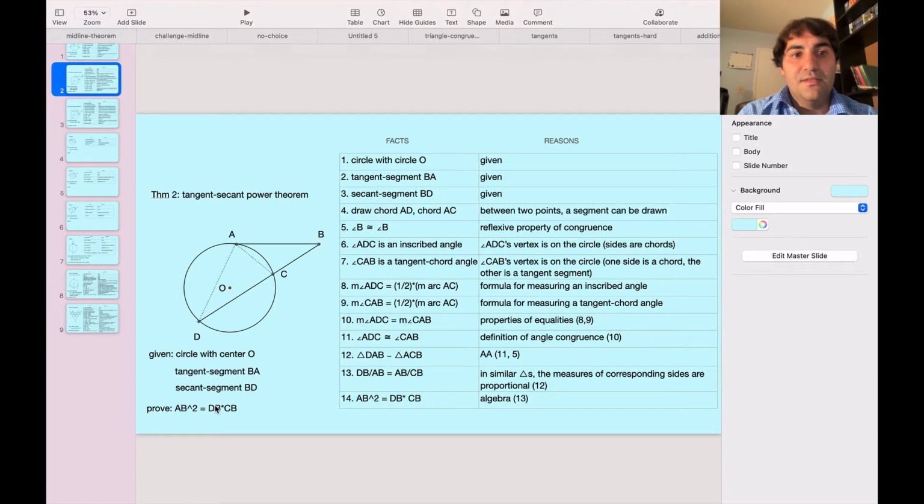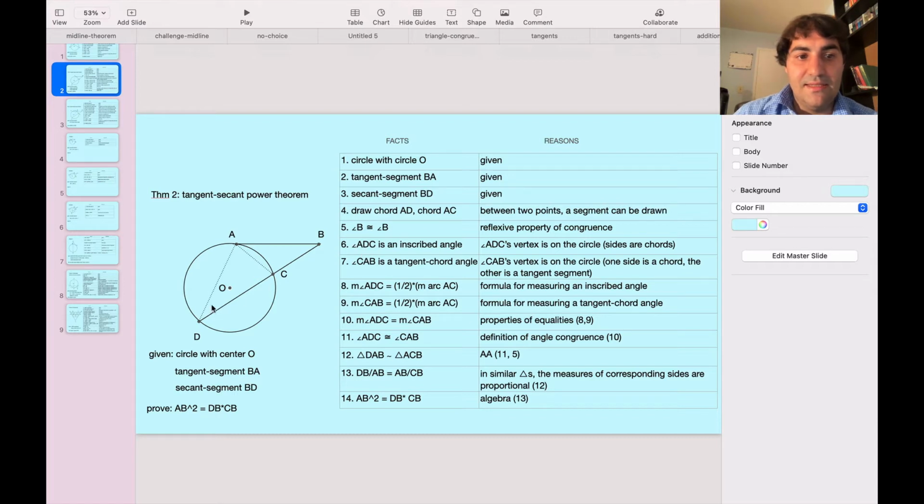Theorem 2 is called the tangent secant power theorem. Given a circle with center O, tangent segment BA, and secant segment BD, prove that AB squared equals DB times CB. Remember, these are lengths. So write down what we know. I'm going to draw chord AD and chord AC because between two points a segment can be drawn and a chord is a segment, right? Angle B is congruent to itself by the reflexive property of congruence.